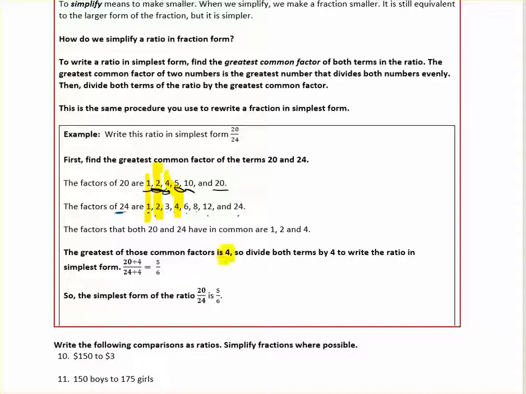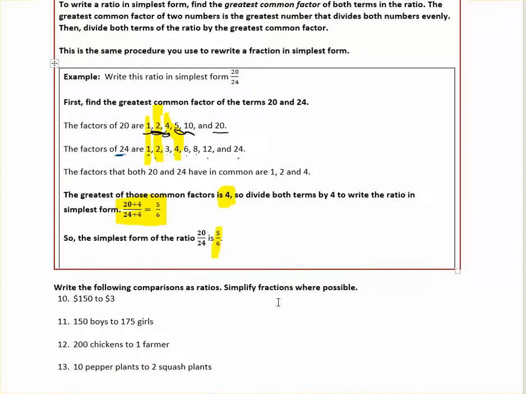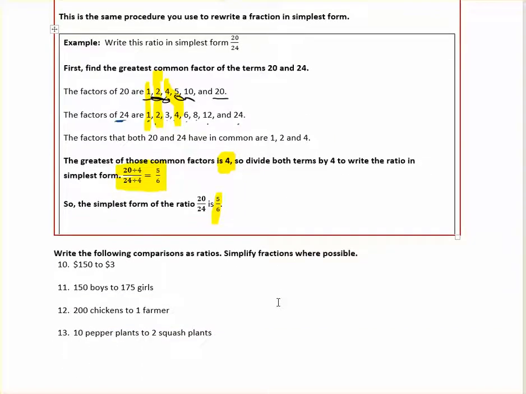So 4 is the greatest common factor, so we are going to divide both our numerator, the top number, and the denominator, the bottom number, by 4. So 20 divided by 4 is 5, and 24 divided by 4 is 6. So we get a simpler fraction of 5 over 6, so our ratio is 5 to 6. And that's how we simplify ratios. If you simplified fractions before, it's the same exact process. It's just that we call them ratios instead of fractions.